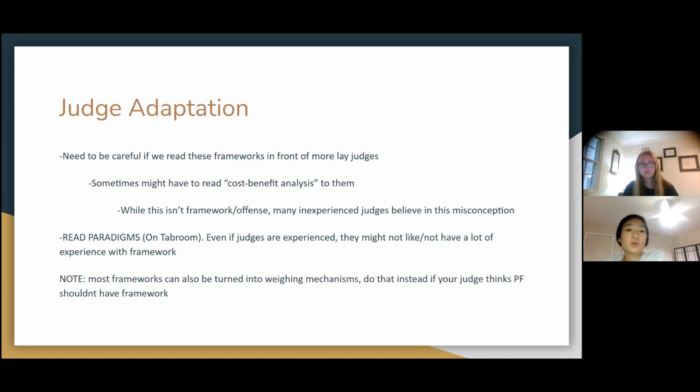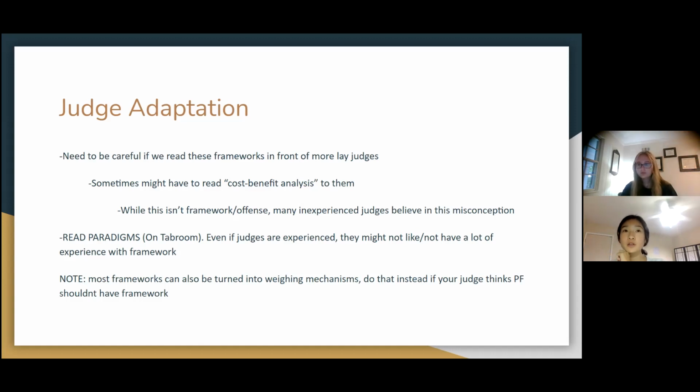Okay, so the other thing you have to keep in mind when we're running framework is judge adaptation. Basically, you need to be careful when you're reading framework in front of lay judges. And when we say lay judges, we mean inexperienced judges, parent judges, people who don't have previous high school debate experience. Because to a parent judge, if you run an existential risk magnitude-based argument, there's a very high probability that they're not going to vote for you because they think it's never going to happen.